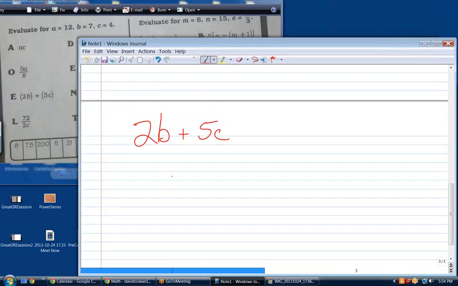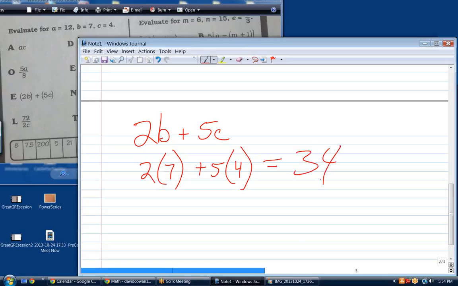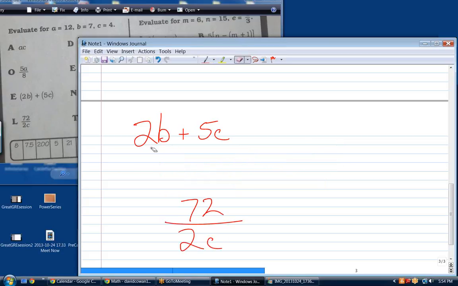So what is 2b plus 5c? 34 in all. Good. What is 72 divided by 2c? So it'd be 72 divided by 2 times 4. Okay.